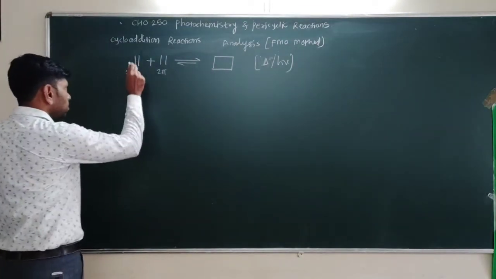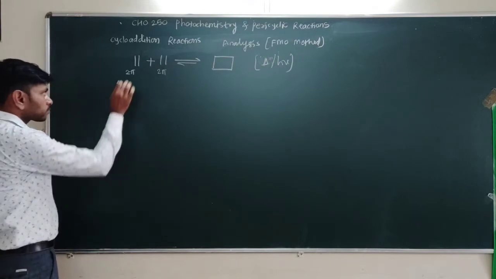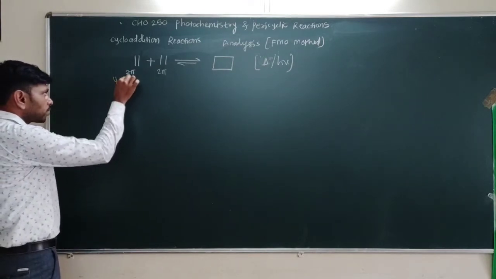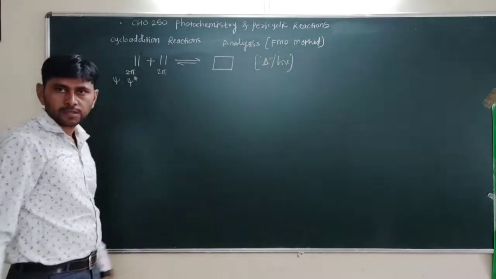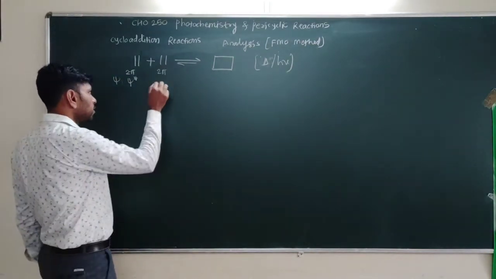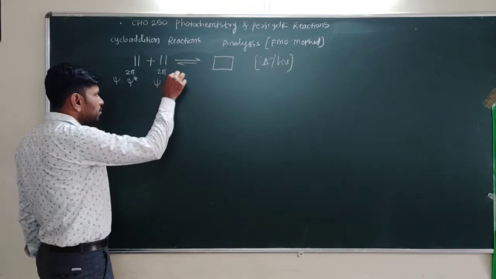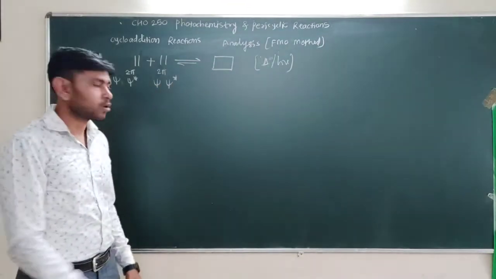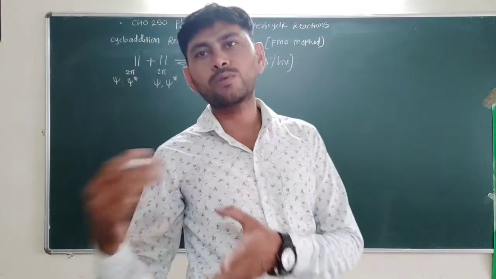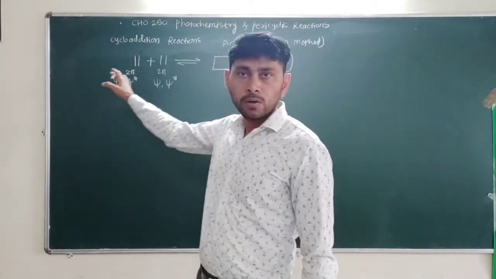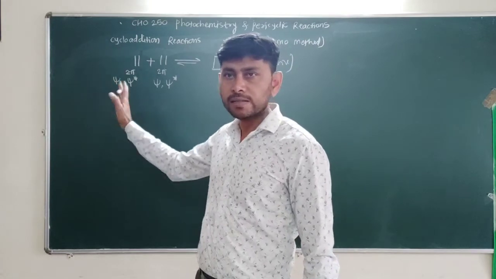Now in this 2 pi electron system there are two molecular orbitals, psi and psi star. Here this one also has psi and psi star. Two molecular orbitals are there. If there are more than two orbitals, then we can say psi 1, psi 2, psi 3, but here there are only two orbitals. That's why we are saying psi and psi star.